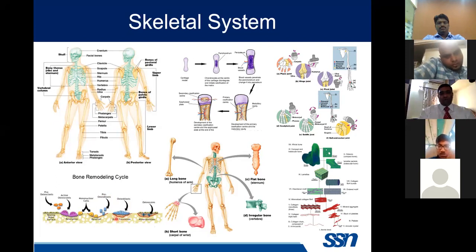So this bone formation happens. These osteocytes, they lay down bone. So osteoclasts destroy the bone, and osteocytes lay down new bone.